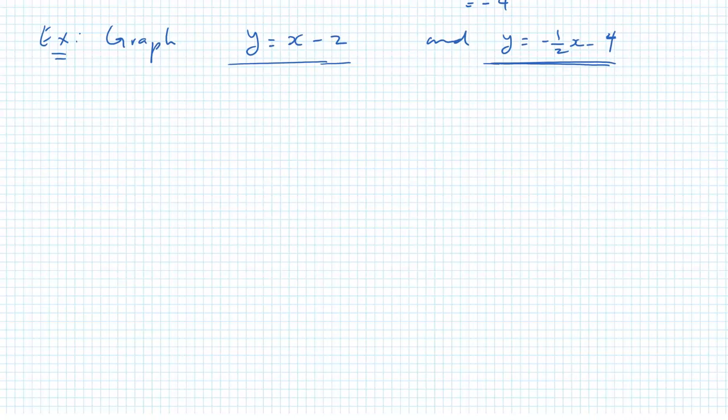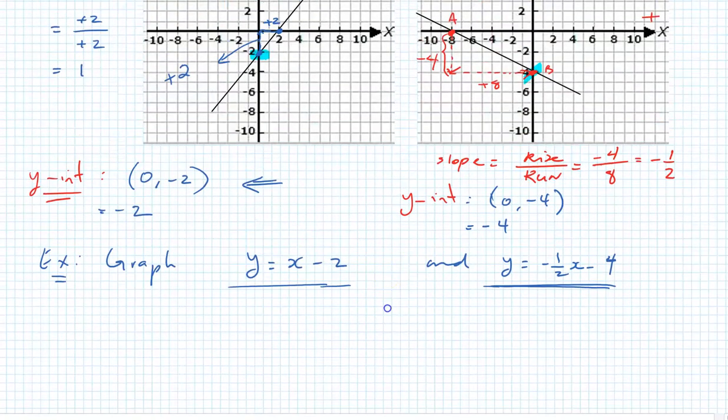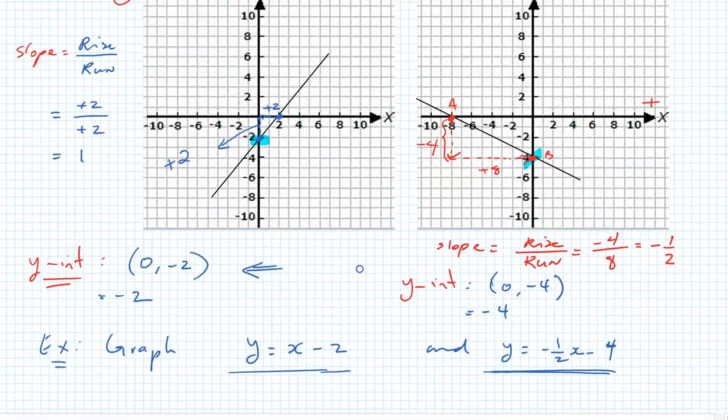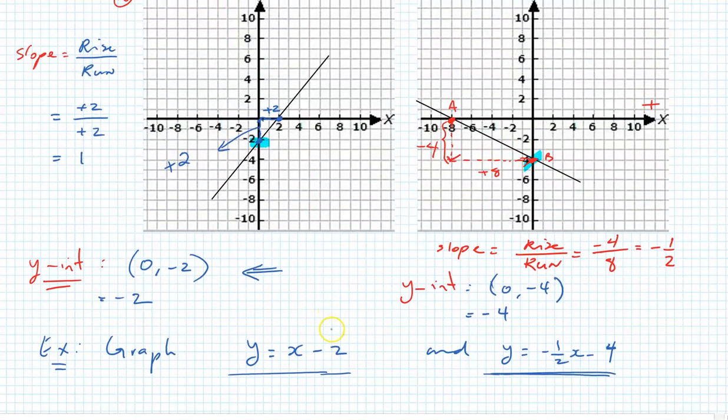So it turns out that I kind of tricked you a little bit. The graph of y equals x minus 2 is right here. That's the line. And the graph of y equals -1/2 x minus 4 is right there. That's graph B, and that's graph A.